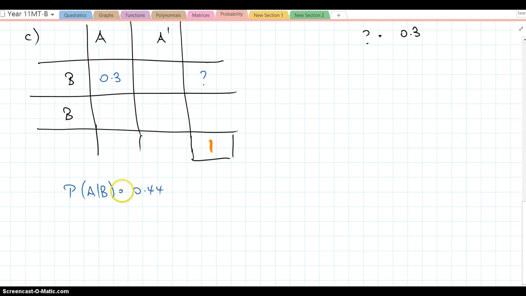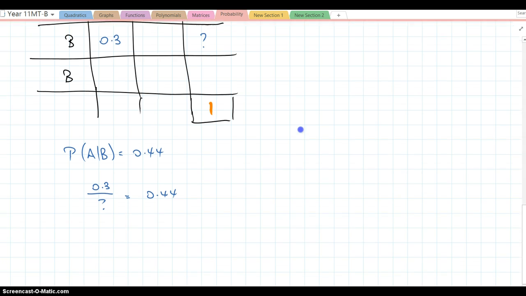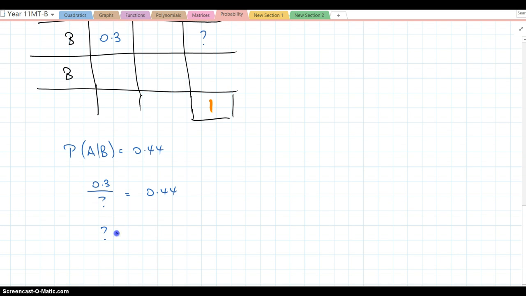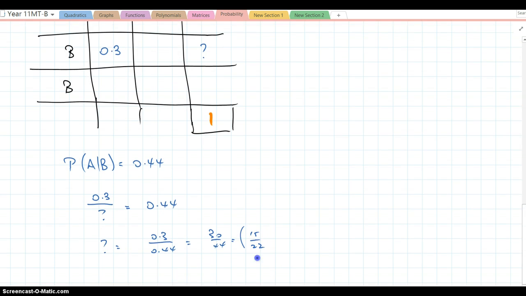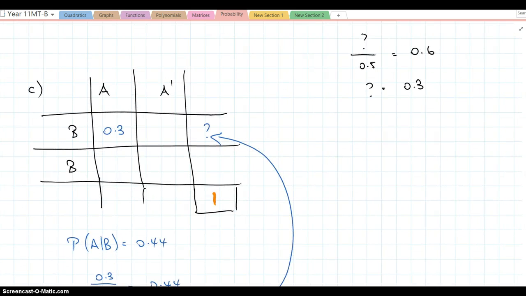So my sample space, again, is the question mark, so it's 0.3 over the question mark is equal to 0.44. So that my question mark, in this case, is equal to 0.3 over 0.44, which is equal to 30 over 44, which is equal to 15 over 22. So my 15 over 22, that amount goes in there, and that's my probability of B, and that's the answer.